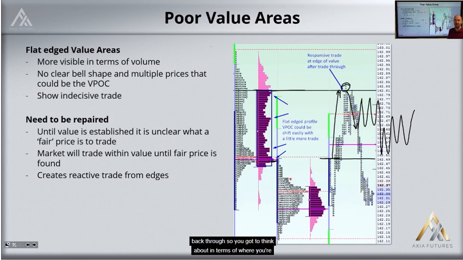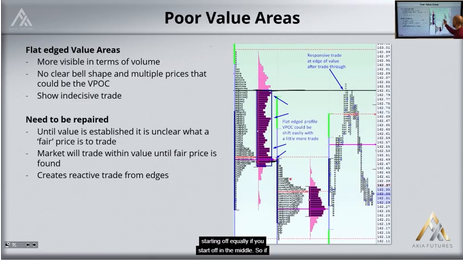So you've got to think about it in terms of where you're starting off. Equally, if you start off in the middle, so if we'd open here, you've then got to look at this as a reaction and a reaction and try and play it back towards the middle. What you don't want to be doing is trading in the middle. Because if the market is going to trade across that price, and this is where I think sometimes there's confusion, the market's going to trade across that price. That's the easiest price to trade and the fairest price to trade.